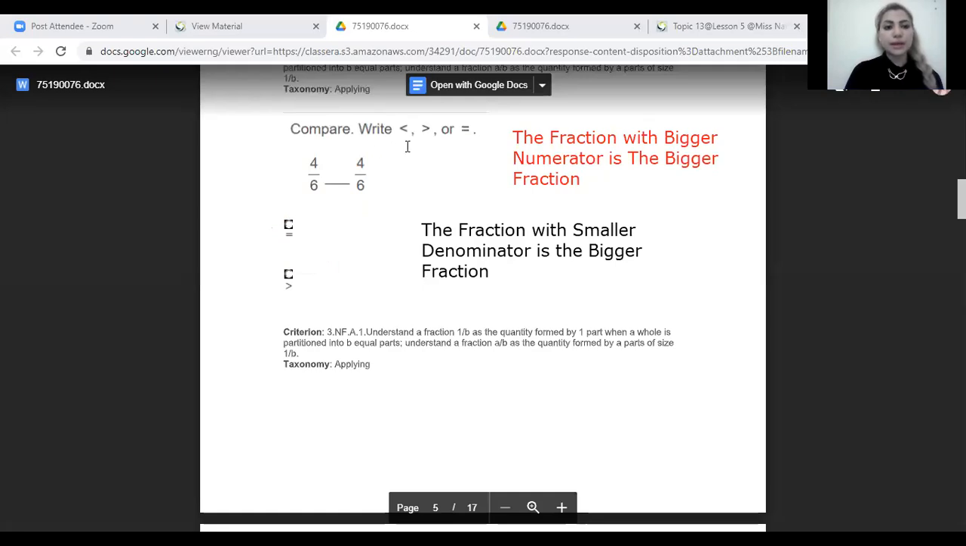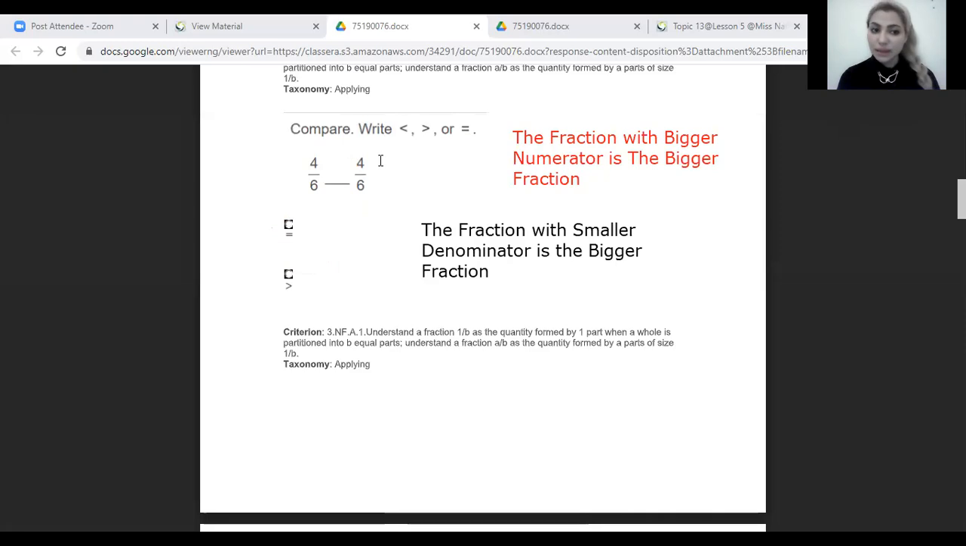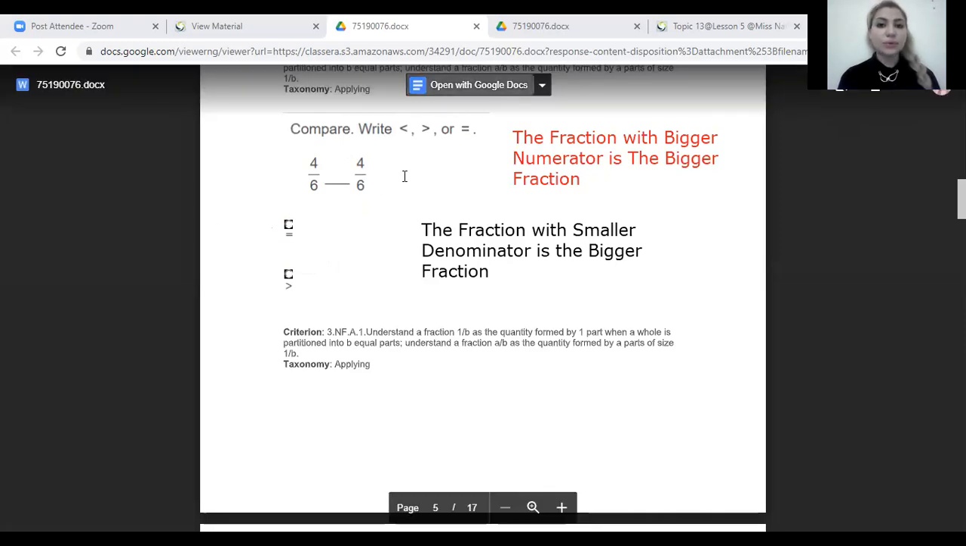Compare with smaller than, bigger than, or equal. 4 out of 6 and 4 out of 6. What do you think? I think it is equal. So you will write here equal, okay? So the fractions 4 out of 6 and 4 out of 6 are equal.